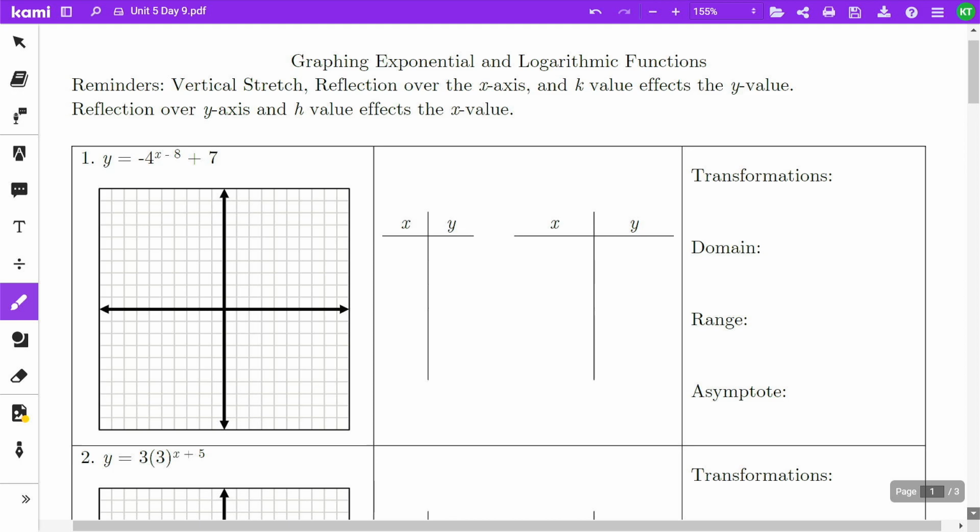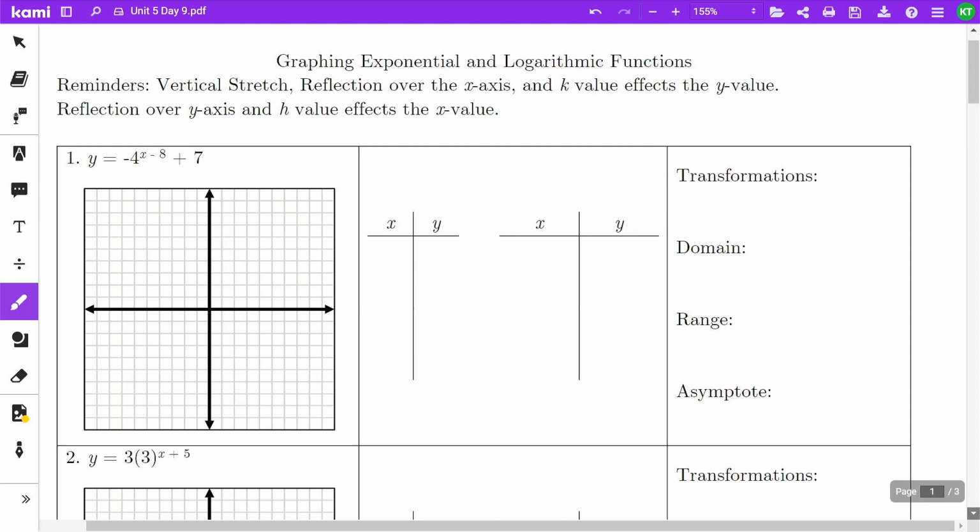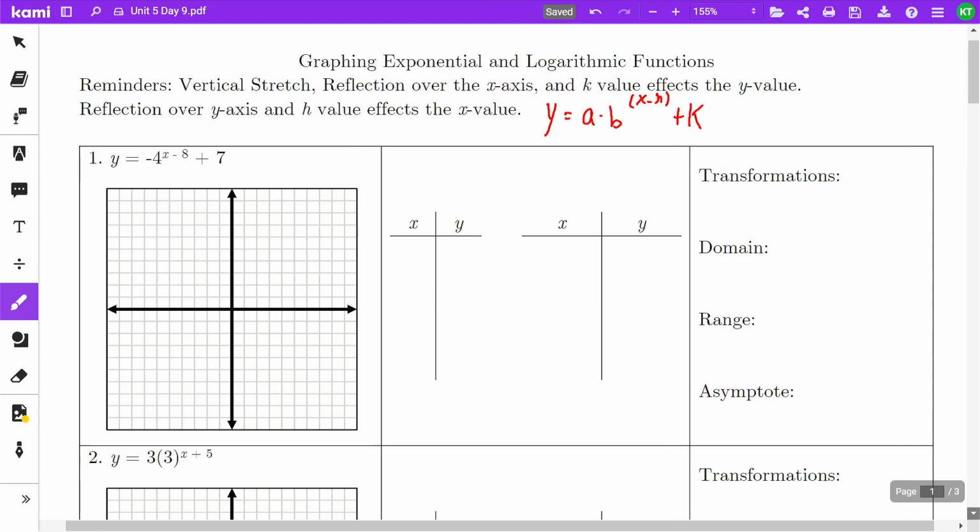And just as a general form, I'm going to write down an exponential equation of y is equal to a times b to the power of x minus h plus k. Again, that looks very similar to what we've done before. And let's go ahead and get started with applying these rules here.